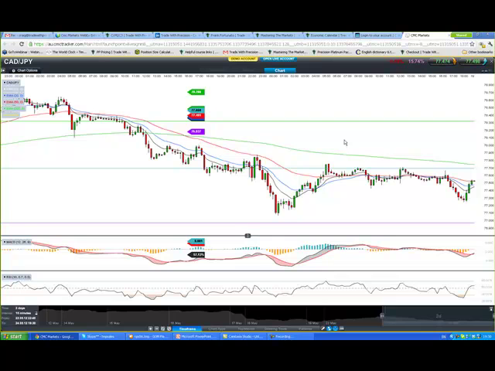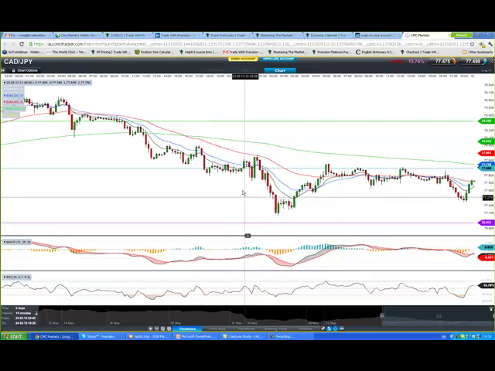Quick question coming in: do I look at wave counts? No, that's not something that I look at at all. I know that a lot of traders do look at the wave counts. I don't know too much about wave counts. I don't use them at all. No.